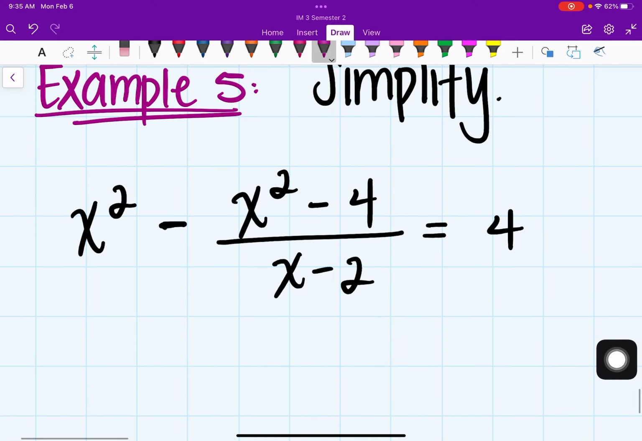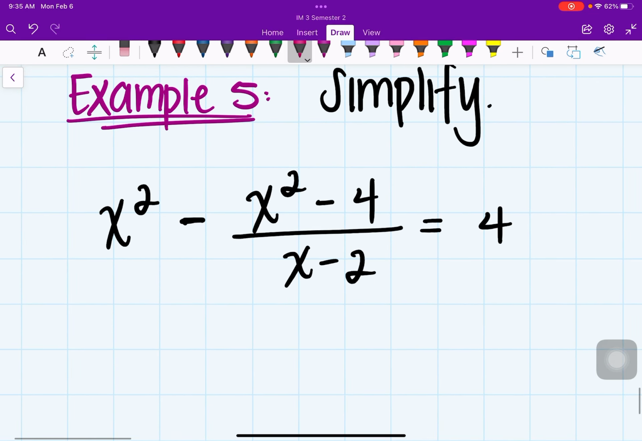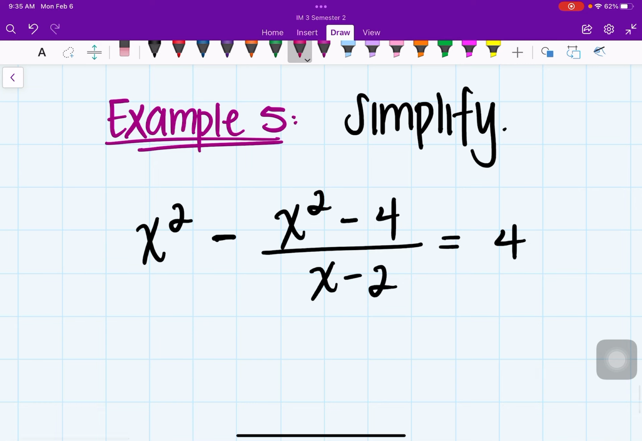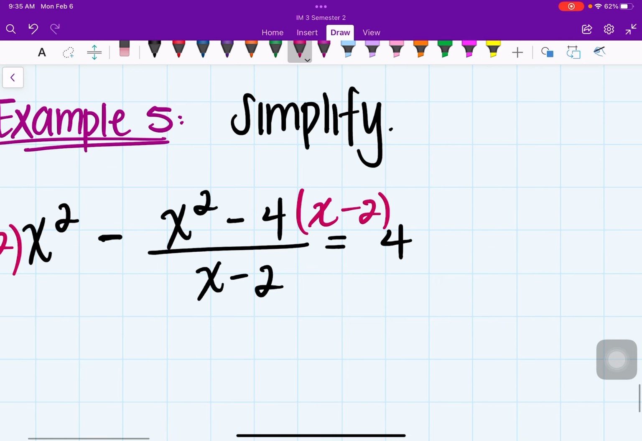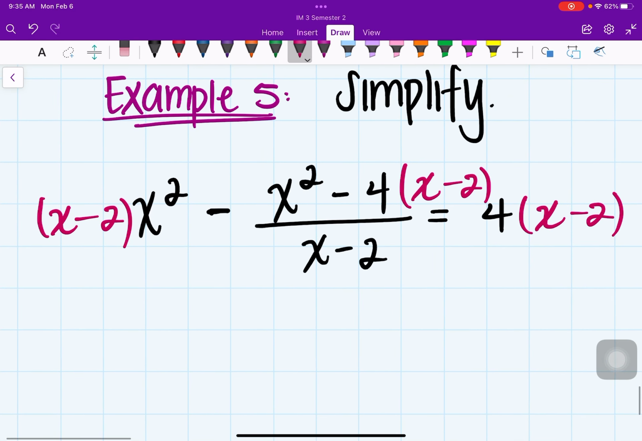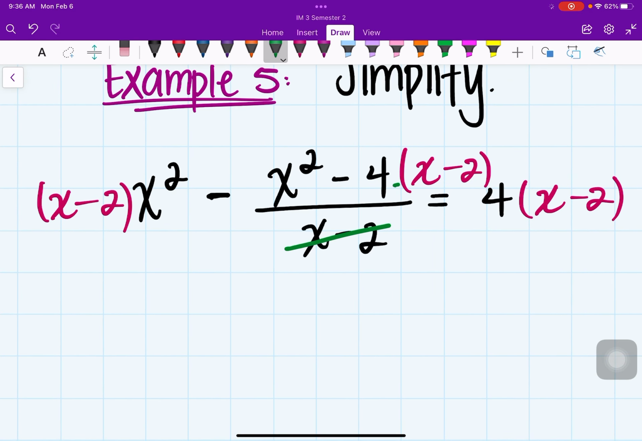So in this case, I want to go ahead and solve, or simplify, the expression here. I do want to get rid of my fractions. So what we're going to do is multiply everything by the denominator, which is x minus 2. I'm going to multiply this here by x minus 2, multiply this here by x minus 2, and multiply the 4 as well by x minus 2. By doing so, I am eliminating this one here, and then I have our following expression.